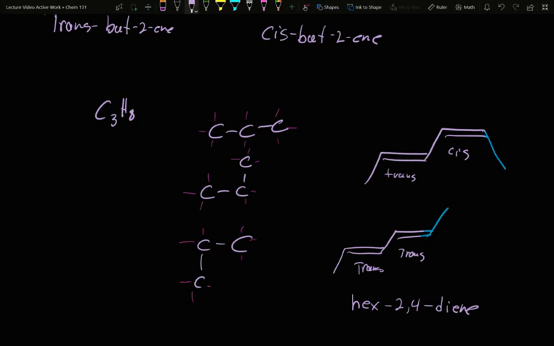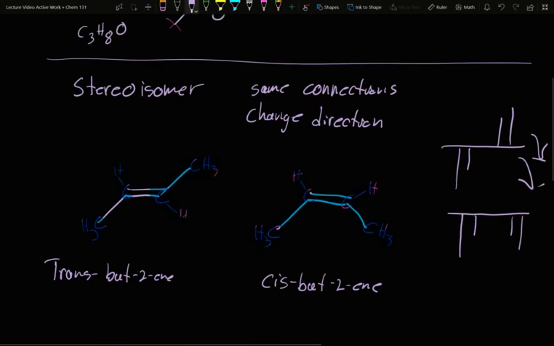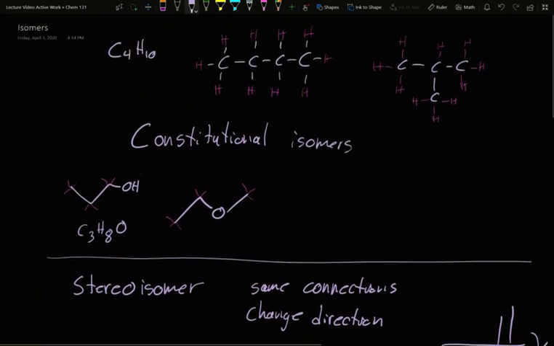And this is the idea of isomers. We'll explore it in more depth as we get into more biological molecules and stereochemistry in terms of the carbohydrates. For now, though, this is the basics of constitutional and stereoisomers.